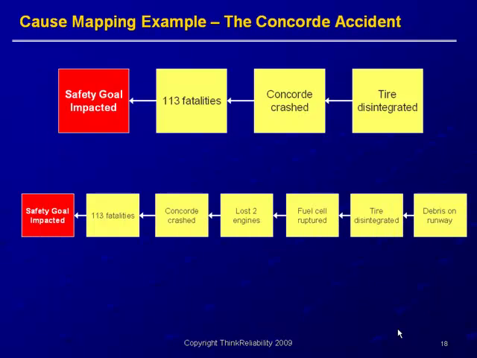You can add more detail and say, well, between Concorde crashed and tire disintegrated, the Concorde crashed because it lost 2 of its 4 engines, and it lost 2 of its 4 engines because the fuel cell ruptured. Even between that cause and effect relationship, you can zoom in and add more detail. This is that zoom in, zoom out view, and it's one of the advantages of the cause mapping method on how to start any complex issue, very basic.